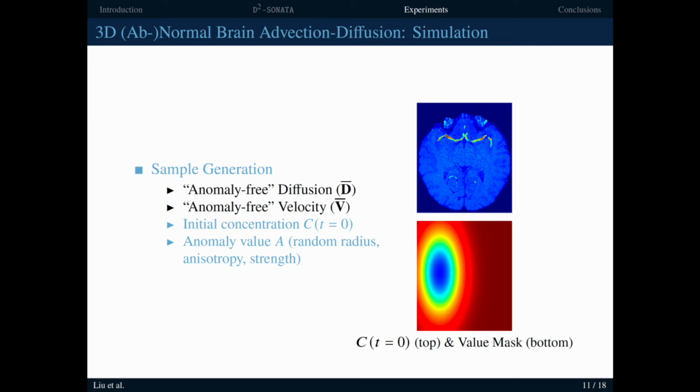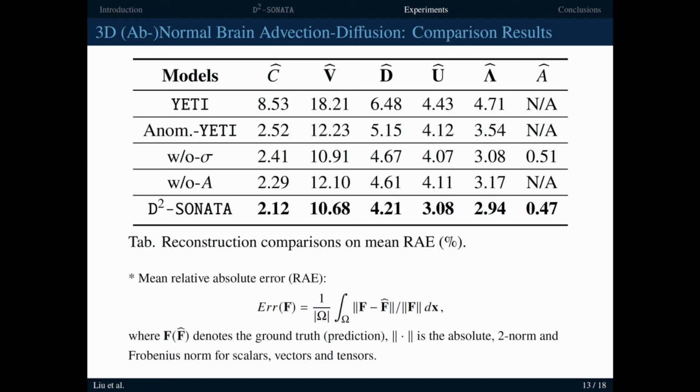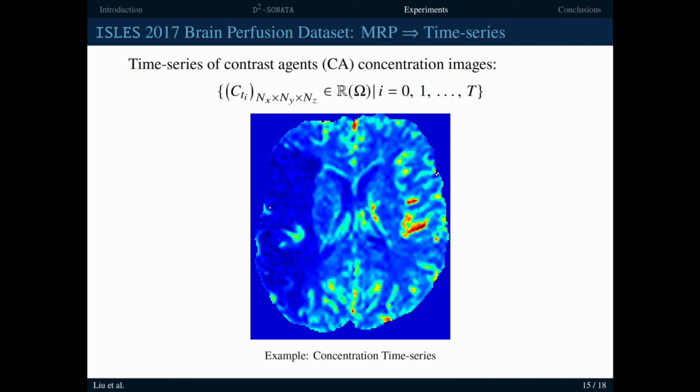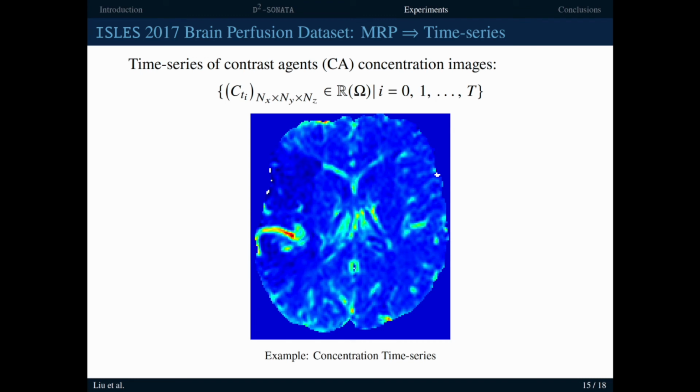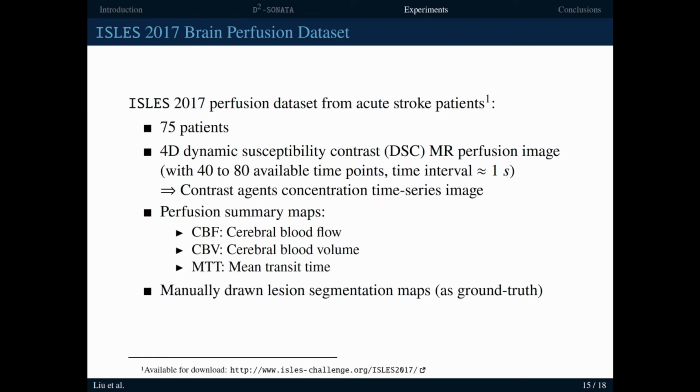these anomaly-free fields. Experiments in both 2D and 3D demonstrated our model's superiority in capturing both the overall velocity and diffusion values and their potential anomaly pattern. Please check out more numbers and experimental details in our original paper. We further test our model on a public access brain perfusion dataset from 75 ischemic stroke patients. The provided gold standard lesion segmentation maps are used as reference for the ground truth anomalies.